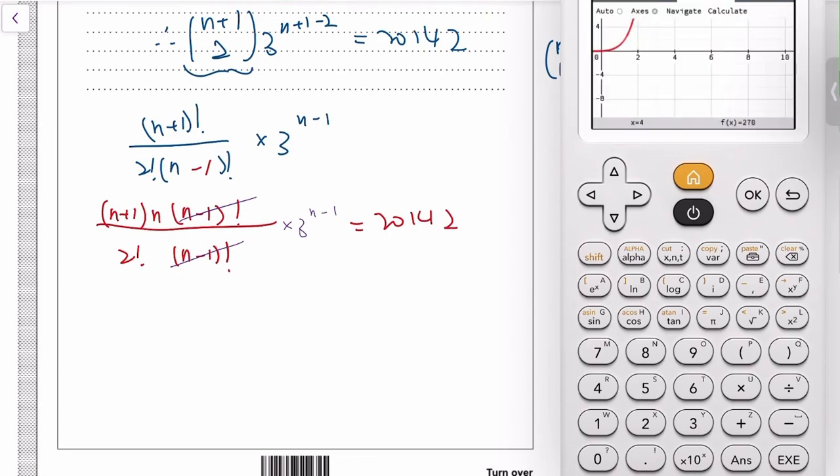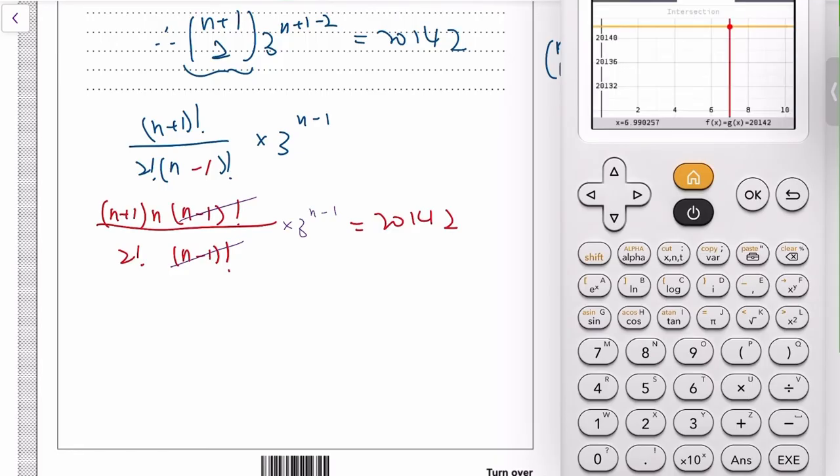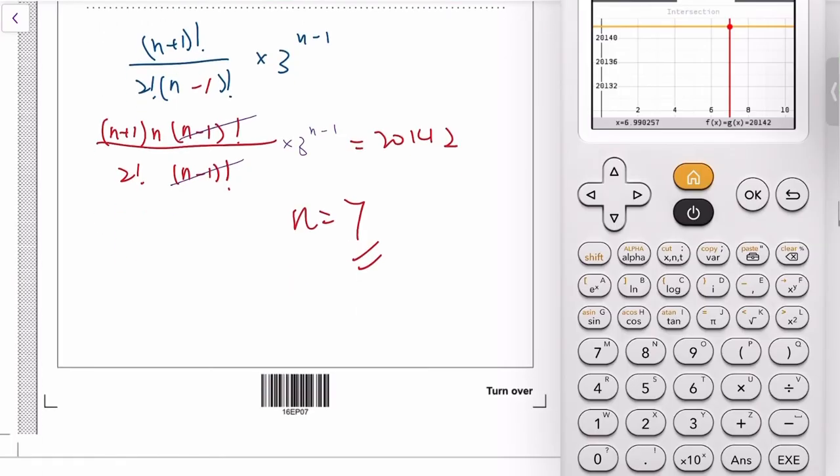So we plot it, and we'll have to change the window a little bit. Oh, they did it for me. Calculate. No, that's not what I want. Find intersection. So it is 6.99. I believe that means 7. So n is 7. It's a bit disappointing that it doesn't give me exactly 7. It's a bit weird, but I guess 7 works.